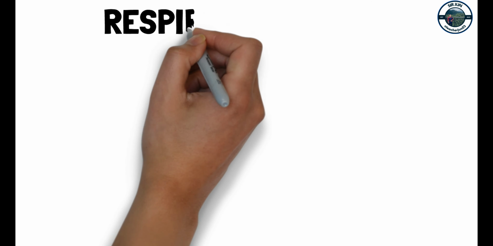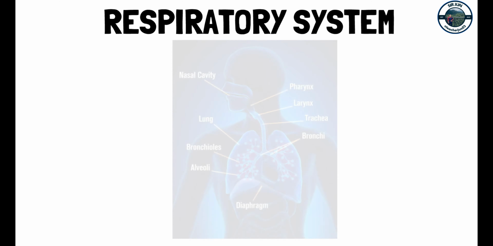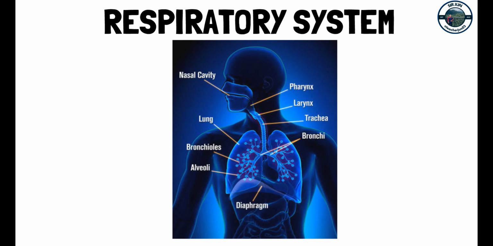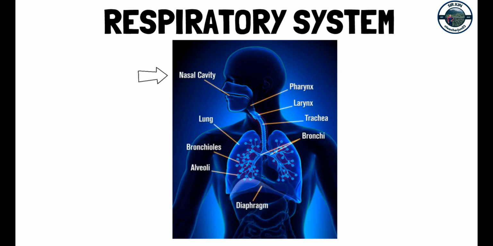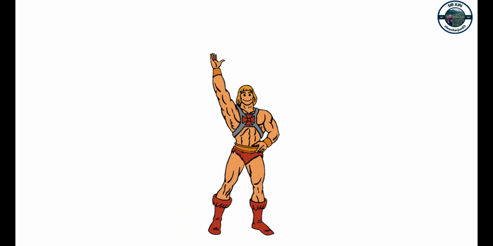Now those are the different parts of the respiratory system. These are the nasal cavity, the pharynx, the larynx, the trachea, the bronchi, the lungs, the bronchioles, the alveoli, and the diaphragm.